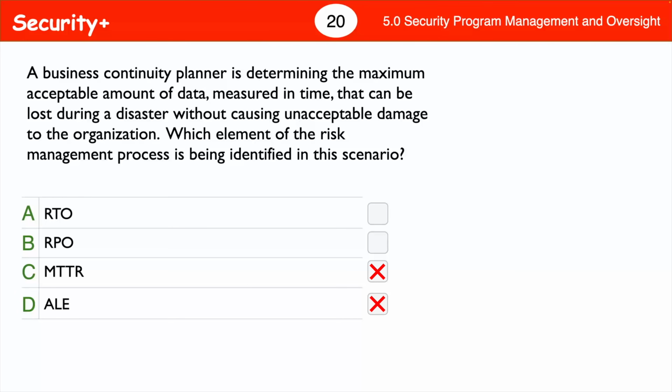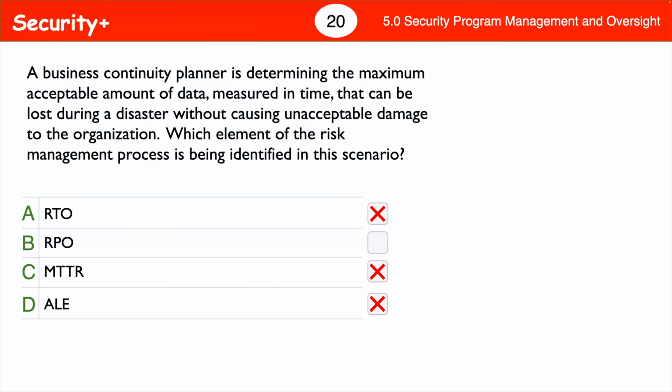And finally, we can eliminate A, RTO, which is not request time off, but recovery time objective. And RTO measures the maximum downtime allowed before operations must be restored. But like the other incorrect answers, it does not measure data loss.